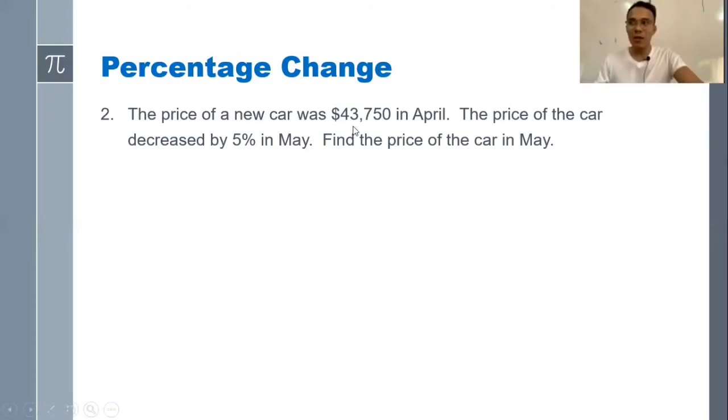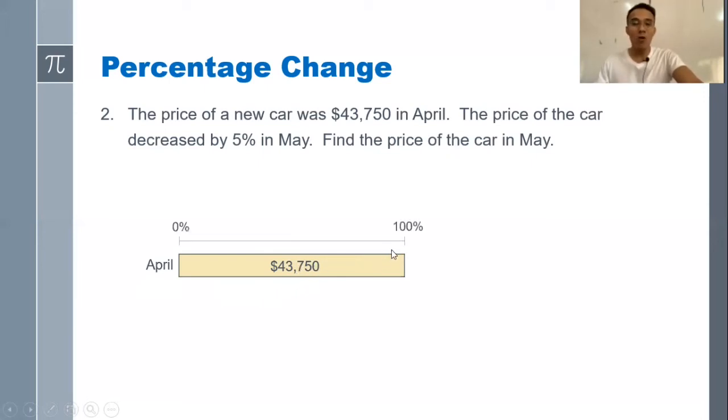In this problem, there's only one amount given. It's $43,750. So you have to decide if this is original or final. And if your answer is original, congratulations, you are correct. So in April, the price of a new car was $43,750. Since this is considered as the original price, then this is going to be 100%.